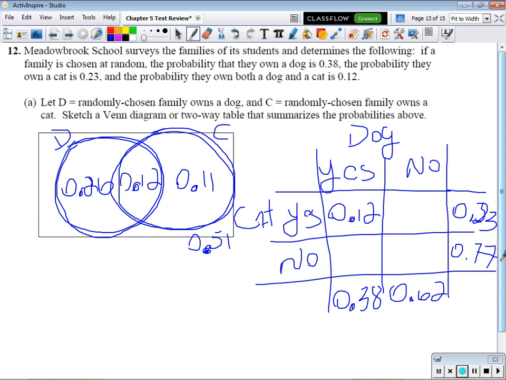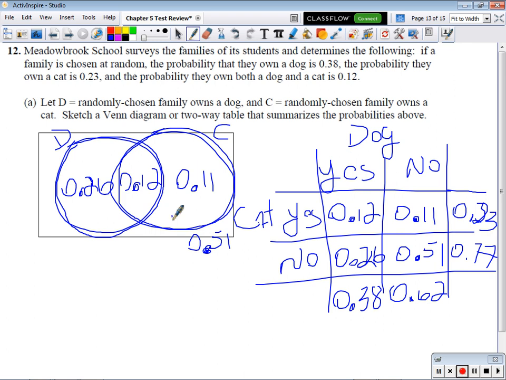So as I go through this here, if the total of this column here has got to be 0.38, that means this has got to be 0.26. And then over here you have 0.12 plus something is 0.23. Here's 0.11. And then if you go down the column here, 0.11 plus this is 0.62. That makes this 0.51. So if you did a two-way table, that's what it would look like there.